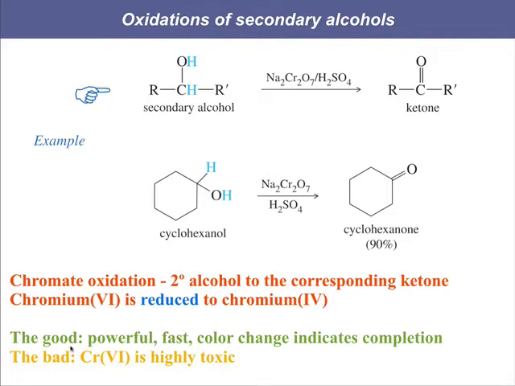But the bad thing is that chromium 6 is really toxic. And remember, chromium 6 is the form that's in the reagent, not the product. So generally speaking, this is a reaction that you don't want to do at high quantities. If you want to oxidize, say, 100 kilograms of an alcohol to a ketone, you don't want to have hundreds of kilograms of chromium 6. It's really toxic at very low levels.